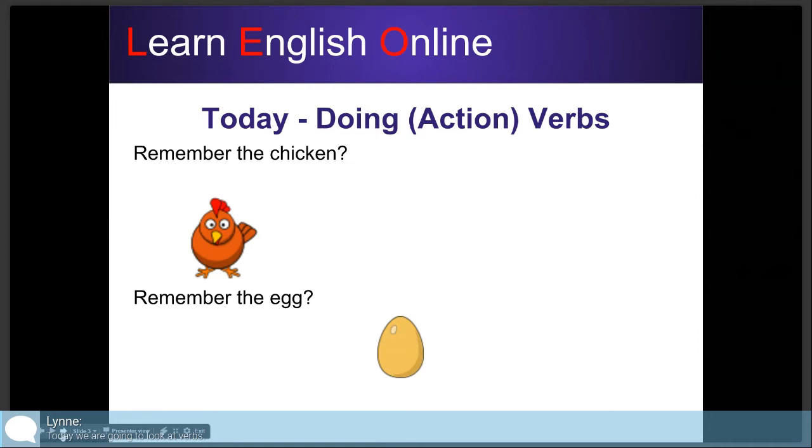Today we're going to stick to the simpler verbs. Action verbs, doing words, if you like. Words that describe doing, things we do. So remember the chicken? Here's the chicken. And do you remember the egg? Now, remember is a verb. Remind me at the end.